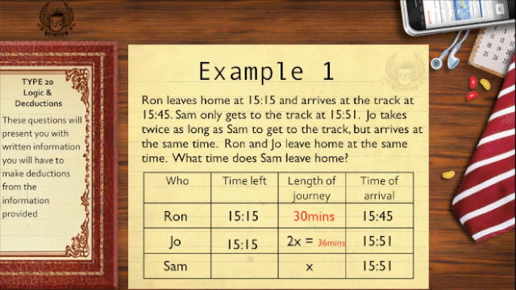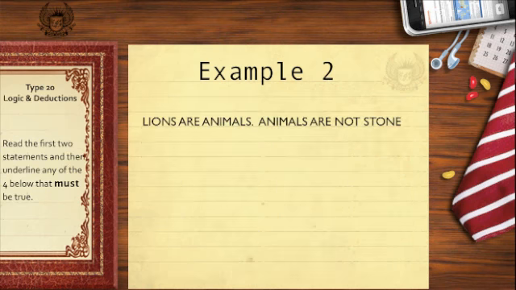Ron takes 30 minutes and Joe takes 36 minutes. So 2x equals 36 minutes. So to figure out how long Sam took, we just take the x. So 36 divided by 2 is 18 minutes. So now we know how long Sam took and what time he arrived. So a simple deduction will get you to the time that he left. 15:33, and there's your answer. What time does Sam leave home? He leaves home at 15:33. And there's your answer.